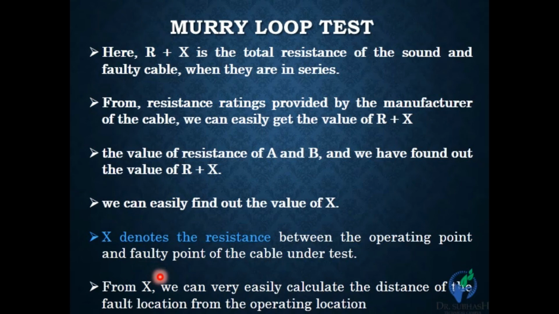From the value of X in terms of resistance, we can simply convert it into a distance by a ratio trick. In this, we take X as the resistance in terms of the total resistance, and we can find out its distance.